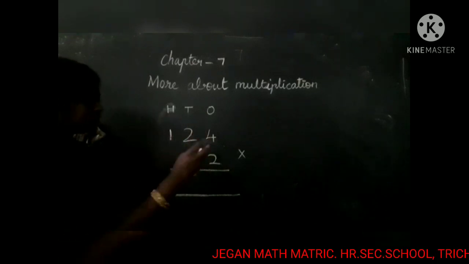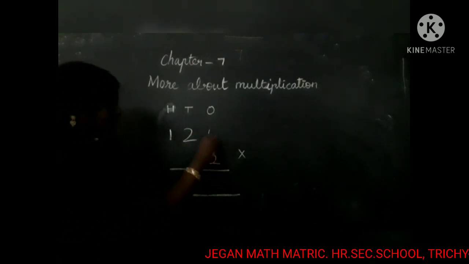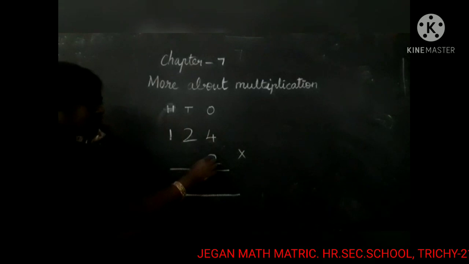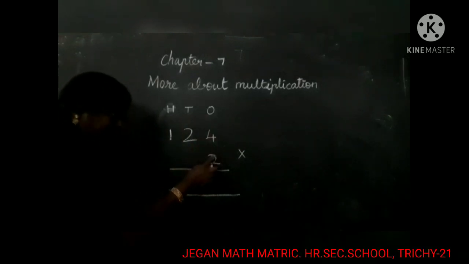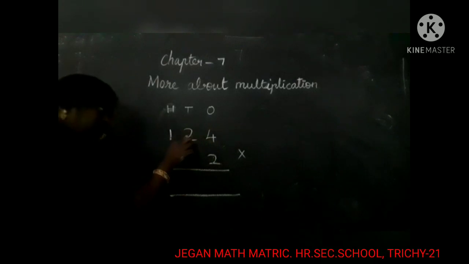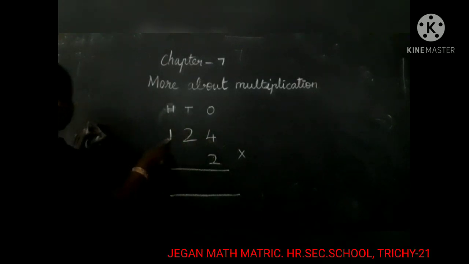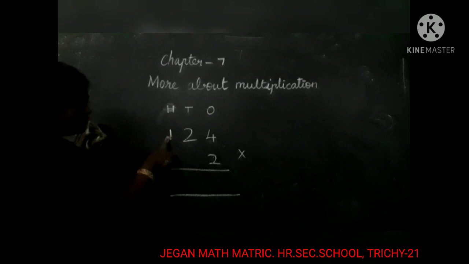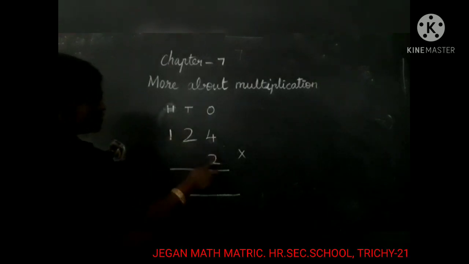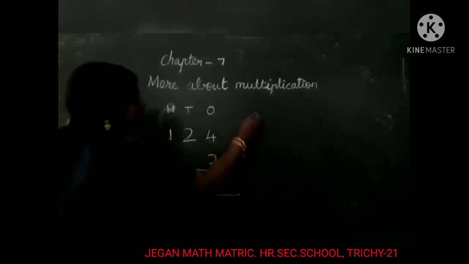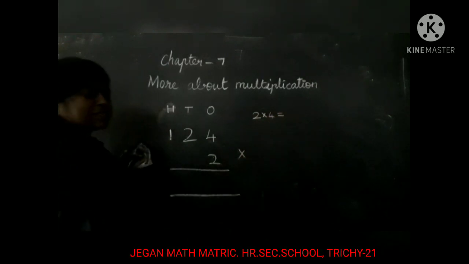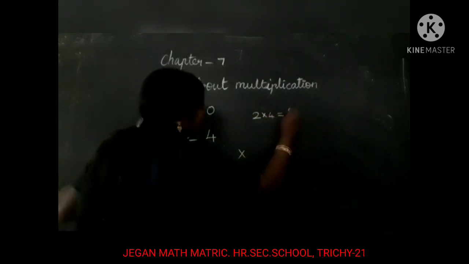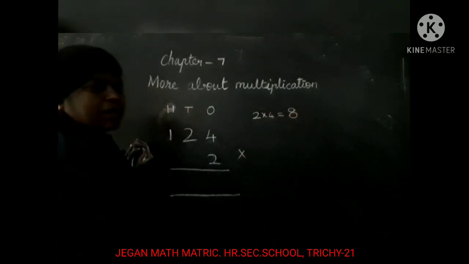Second step. See, 2 into 4. We should multiply these two numbers. First, we need to complete the ones line, then we can move to the tens line, finally the hundreds. So 2 fours are, what is the answer? Very good. 8. 2 fours are 8.